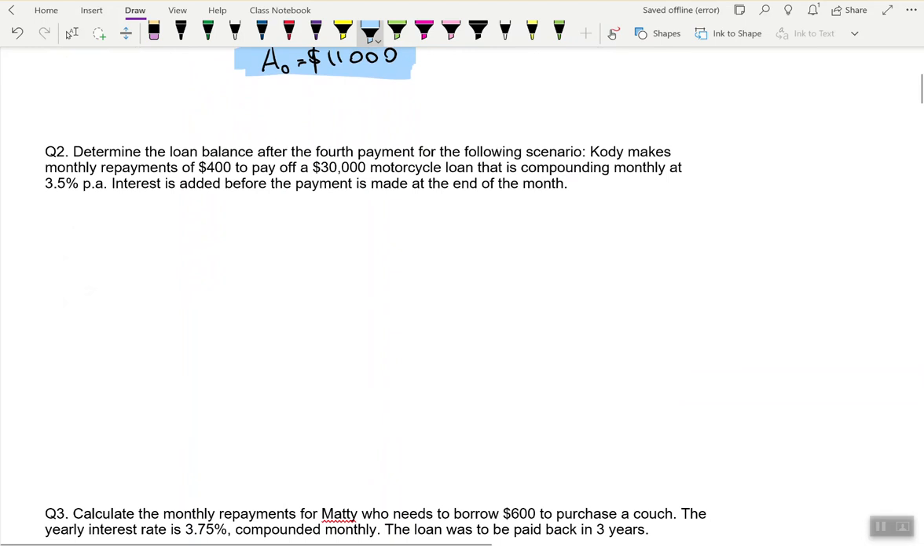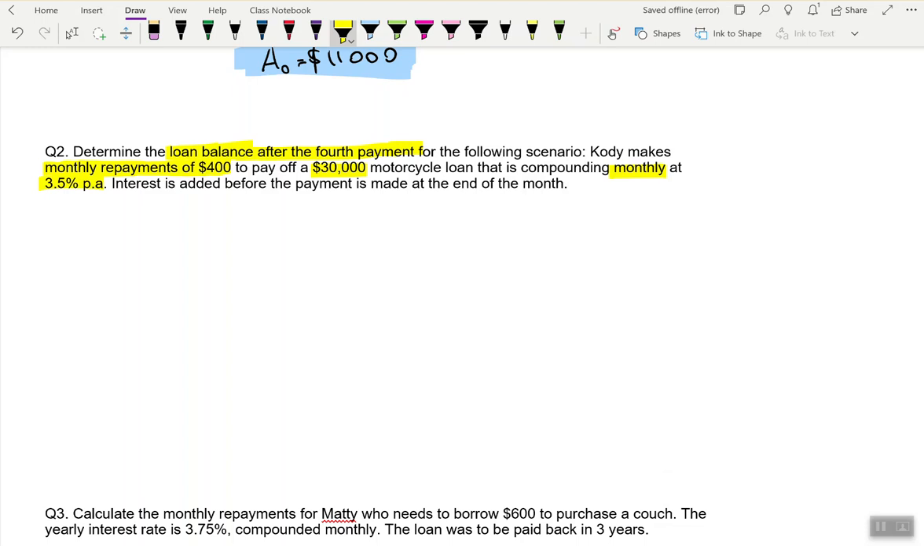For question 2, let's read what the question says. Determine the loan balance after the fourth payment for the scenario. So Cody makes monthly repayments to pay off a $30,000 motorcycle loan. It's compounding monthly. So we've got monthly repayments, compounding monthly. Interest rate is 3.5% per annum, which means per year. So I need to convert that interest rate to monthly. Interest is added before the payment is made at the end of the month.